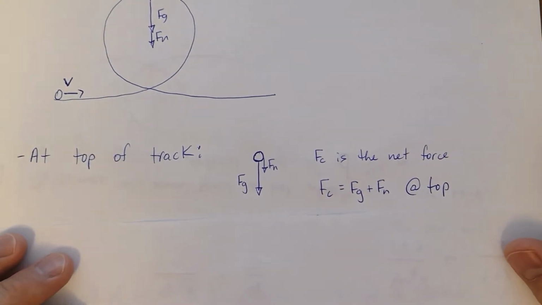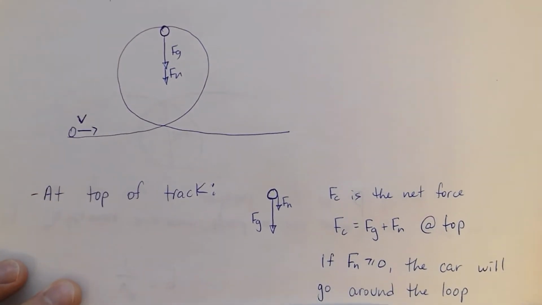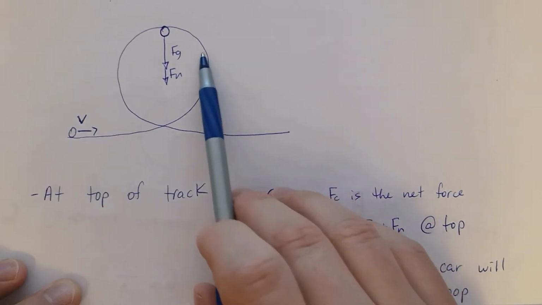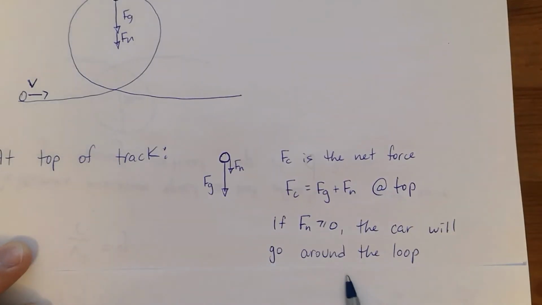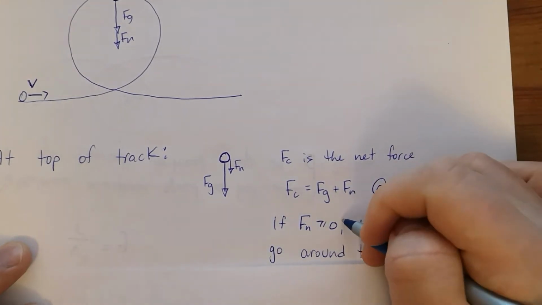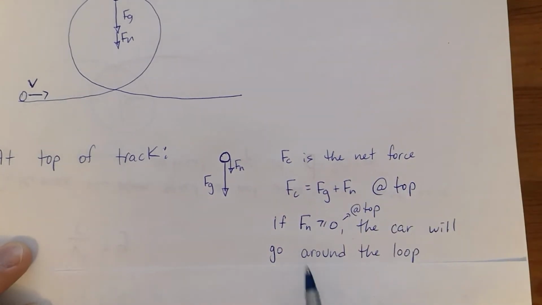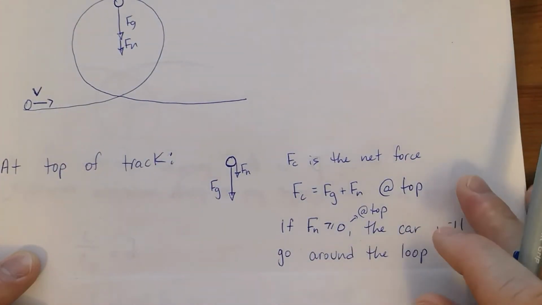Okay? There's a chance, though, that the normal force will be nothing, right? Maybe if this thing isn't going fast enough, it won't reach the top. The normal force will equal 0 somewhere before the top and the thing will fall. If the normal force is greater than or equal to 0 at the top, I should mention that, we are talking about the top, so hopefully that's understood. If the normal force is greater than or equal to 0 at the top, the car will successfully go through.